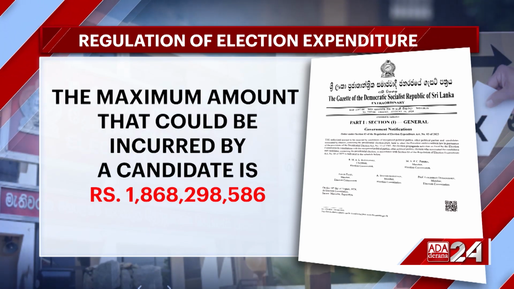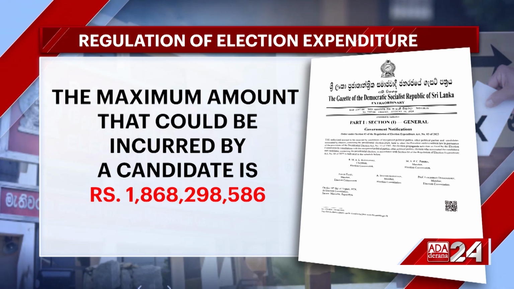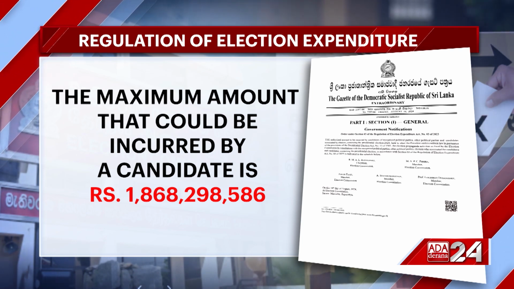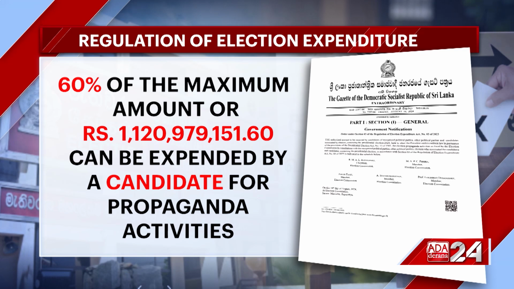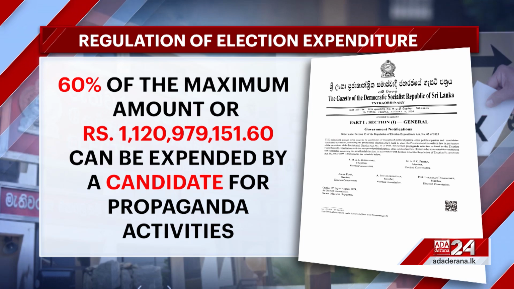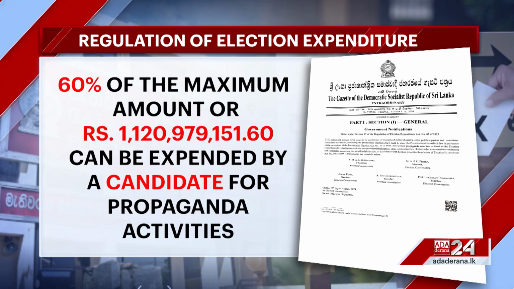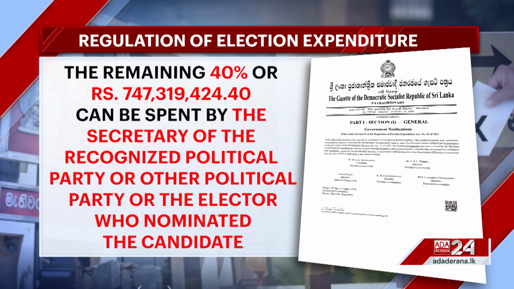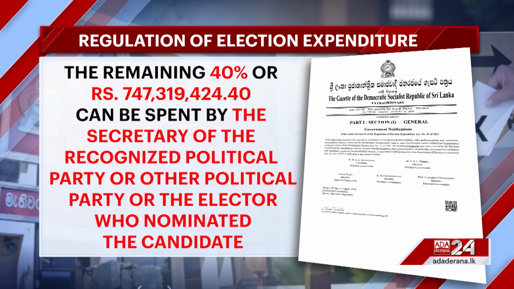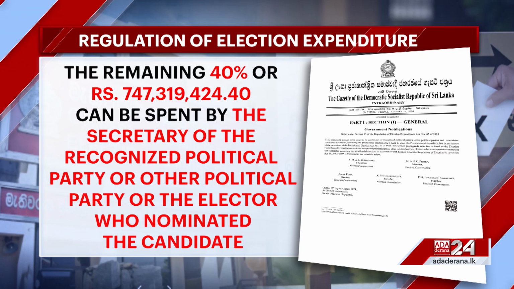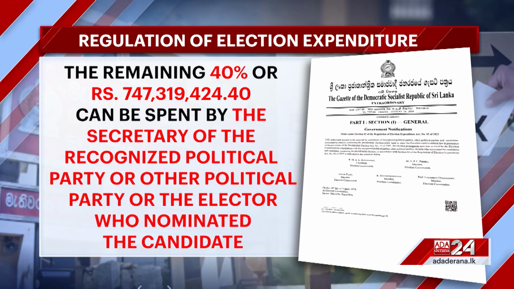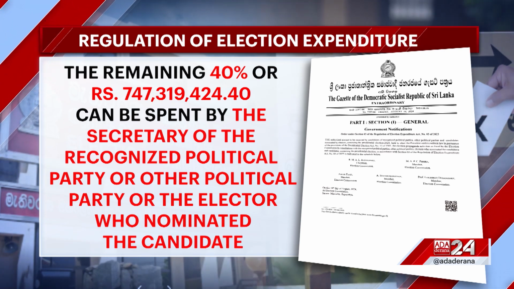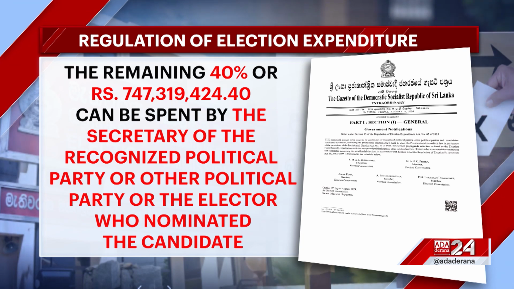Accordingly, the candidates' campaign expenses have been limited to 1,868,298,586 rupees. 60% of this amount, or 1,120,979,151 rupees and 60 cents, can be expended by a candidate for propaganda activities, while the remaining 40% amounting to 747,319,424 rupees and 40 cents can be spent by the secretary of the recognized political party or other political party or the elector who nominated the candidate.